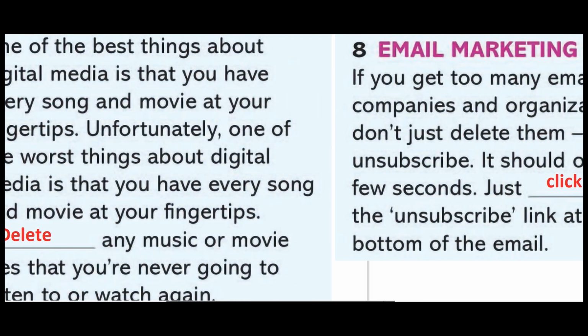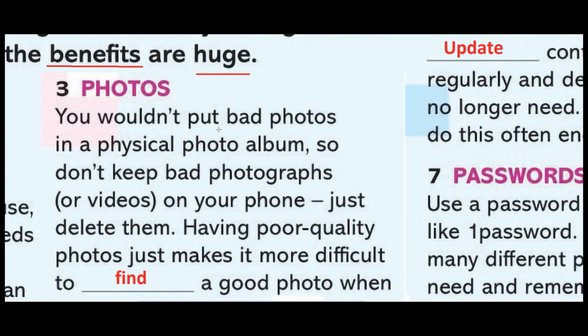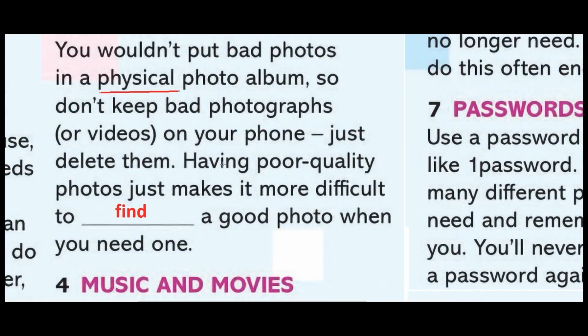Пусть будет так. Следующее, третье. Фотографии. Вы бы не стали хранить или класть плохие фотографии в физический фотоальбом. Имеется в виду в реальный фотоальбом, не электронный. Поэтому не храните плохие фотографии или видео на вашем телефоне. Просто удалите их. Вот так вот переведу. Наличие плохого качества фотографий просто делает намного сложнее найти хорошую фотографию, когда вам нужна она. Здесь слово one заменяет, чтобы повторно слово фото не писать.